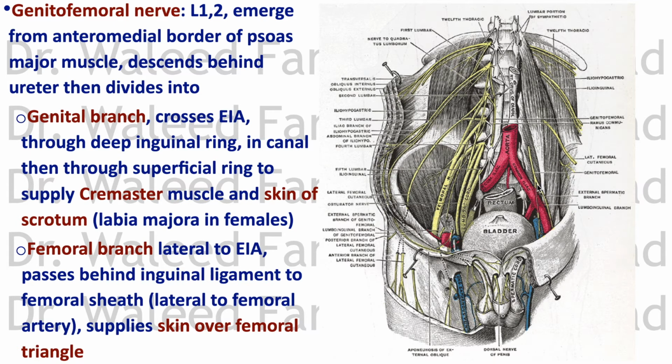The femoral branch, as you can see here, remains lateral to the external iliac, passes under the inguinal ligament and supplies skin over the femoral triangle, while the other branch, which is the genital branch, crosses the external iliac artery, as you can see here, and goes into the canal and supplies the cremaster muscle and ends by supplying the skin of the scrotum, like the labia majora in females. This is the genitofemoral nerve.